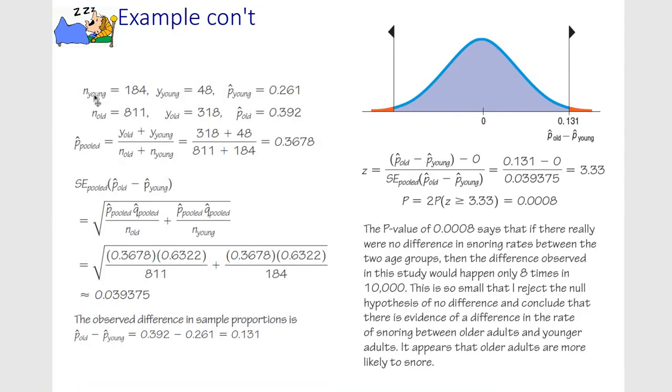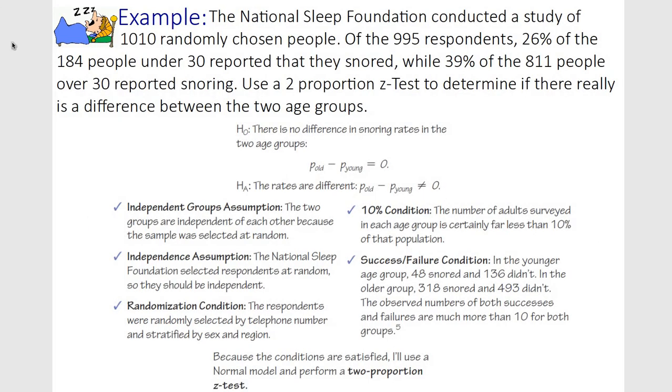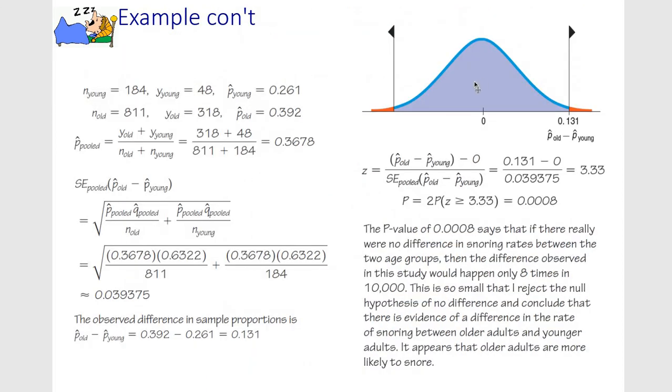All right, let's keep it going. Now let's do the actual statistics. Here we have our young and our old, and we plug in our values. The observed difference in sample proportions is this. Here we can see our normal curve. We have it not being equal, remember. We're just seeing if there's any difference. We don't know whether old or young will snore more, so we do a two-tailed test, and we get a p-value that is really tiny. So this is how we explain it.